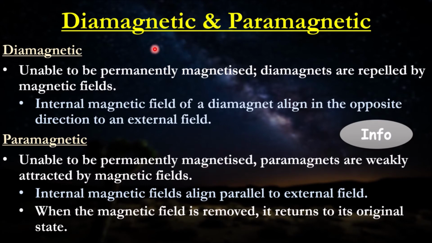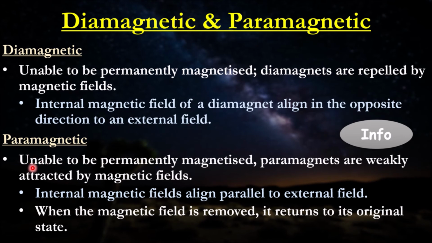Next, let's quickly talk about diamagnetics. Diamagnetic materials are unable to form permanent magnets. They tend to repel the magnetic field. The internal magnetic field of a diamagnet aligns in the opposite direction to an external field.